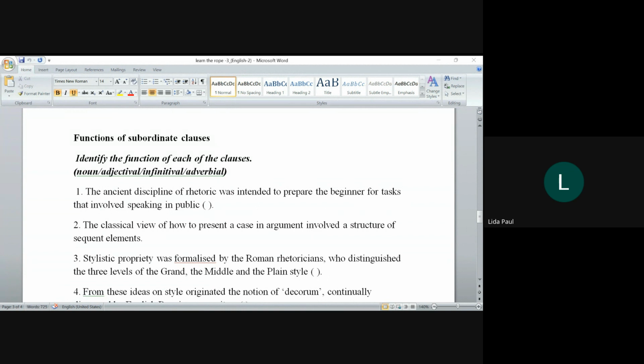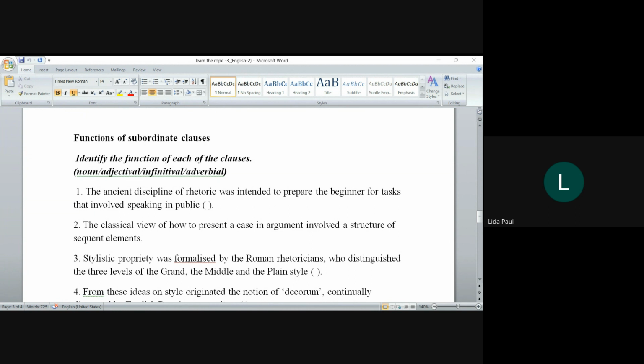And the other part was about the functions of these subordinate clauses. That is, what kind of subordinate clause is the one that you see in a sentence depends on what it functions like in a sentence, right? So if it works like a noun, then it's a noun subordinate clause or nominal subordinate clause. If it functions like an adjective, then it's going to be adjectival, and if it works like an adverb, then an adverbial.